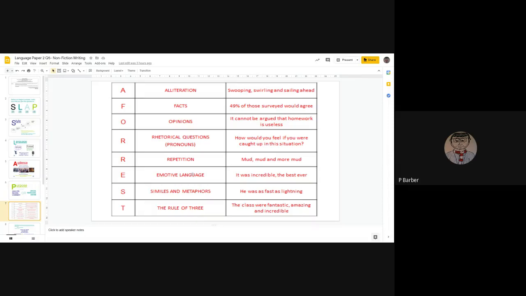So, for example, the alliteration, it might be that swooping, swirling, and sailing ahead is a good example. A fact, 49% of those surveyed would agree. Opinions, it cannot be argued that homework is useless. Rhetorical questions, how would you feel if you were caught up in this situation? Repetition, mud, mud, and more mud. Emotive language, it was incredible, the best ever. Similes and metaphors, he was as fast as lightning. And then the rule of three, the triplets, the class were fantastic, amazing, and incredible.